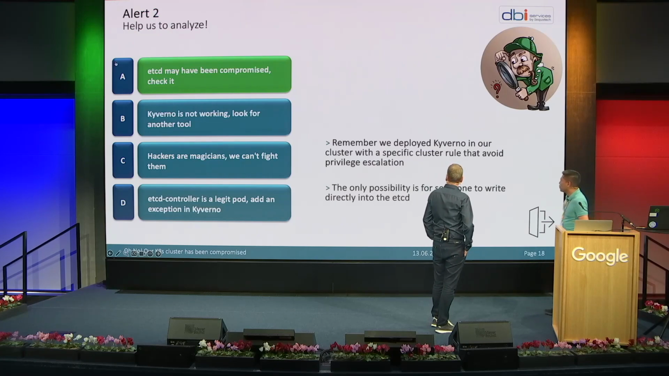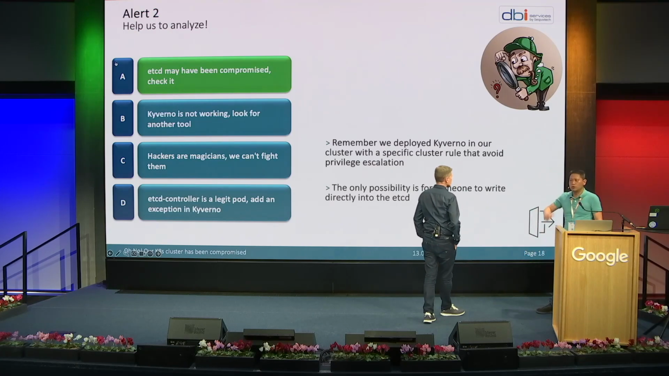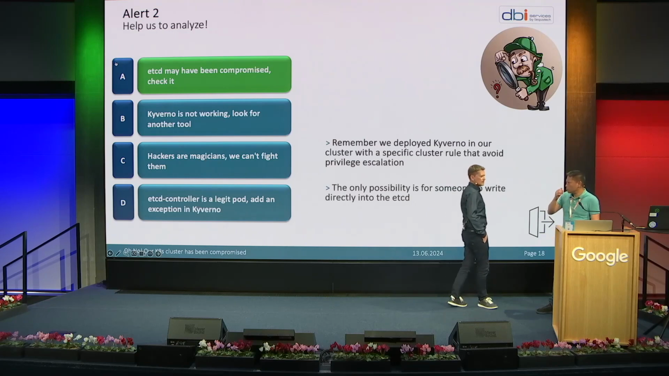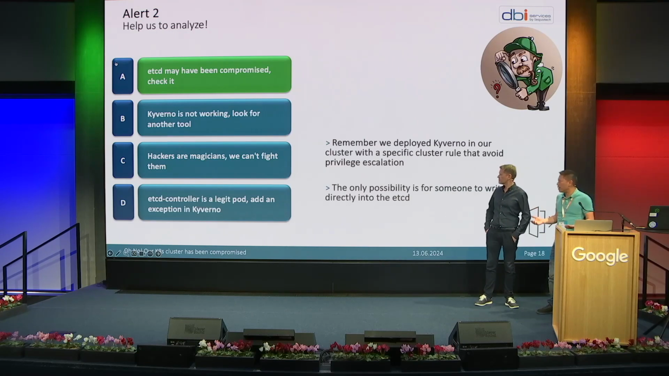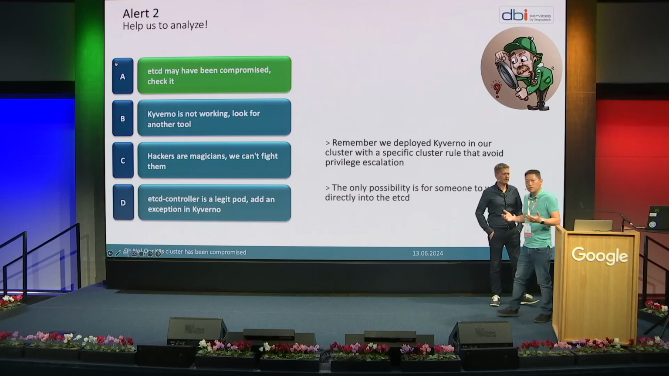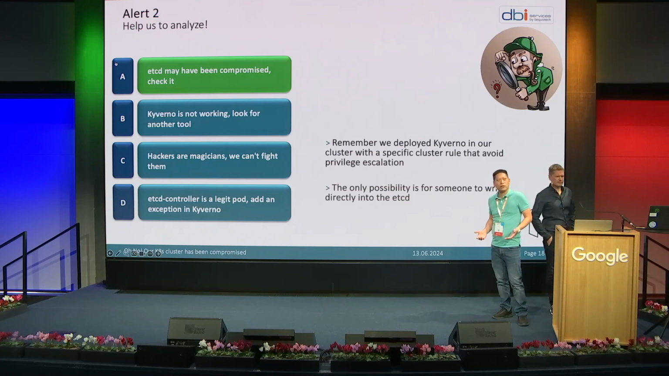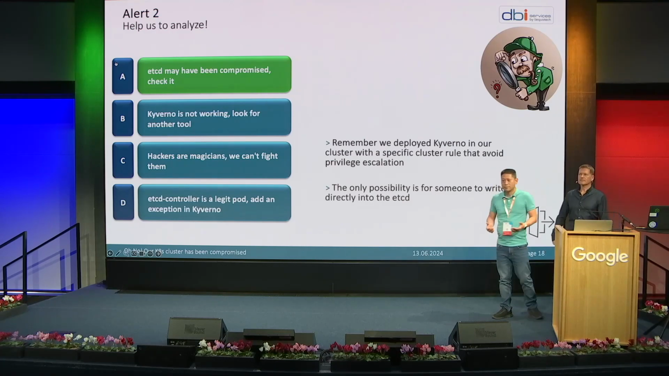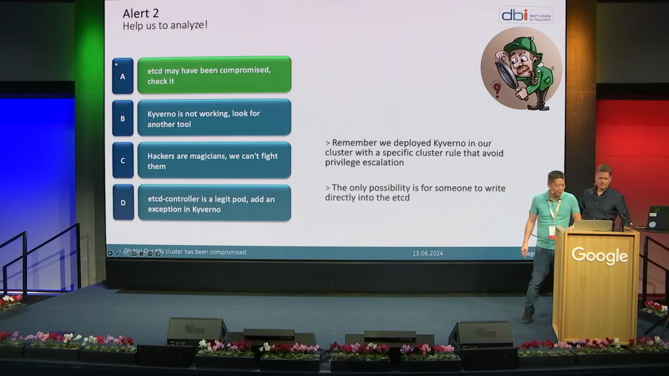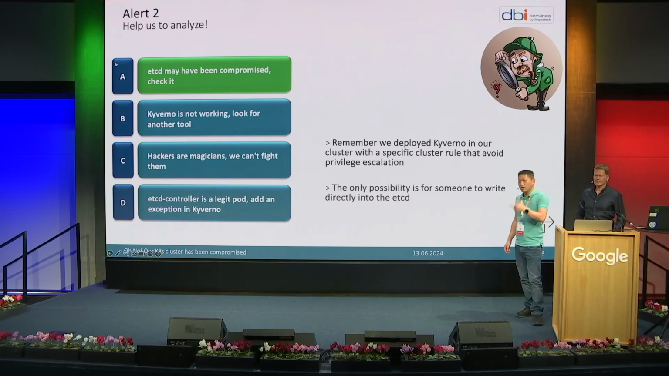So we deployed Kyverno, as we saw just before. Privilege escalation cannot happen again. What's the only possibility it can happen again? Do you know? Someone writes directly in the etcd. And this is the issue.